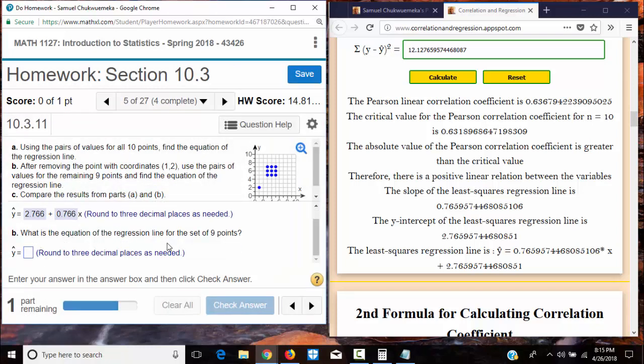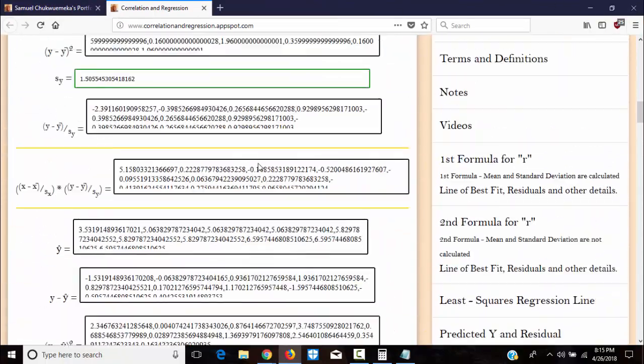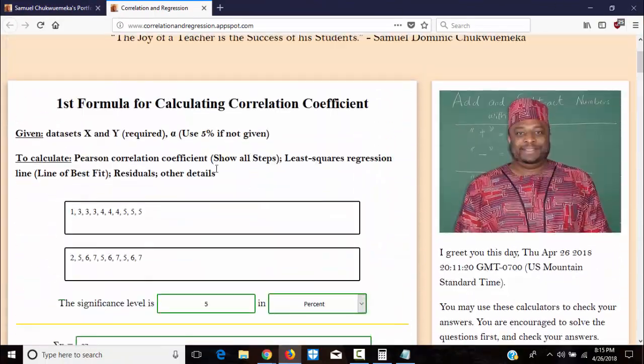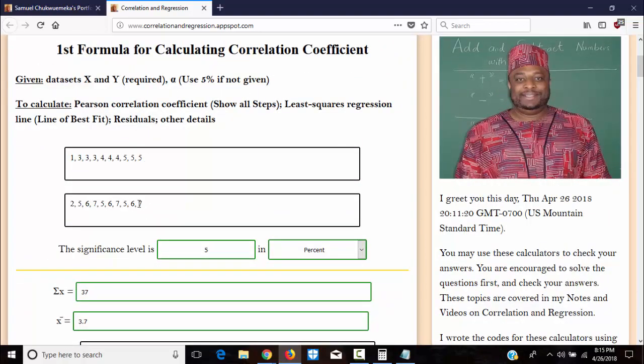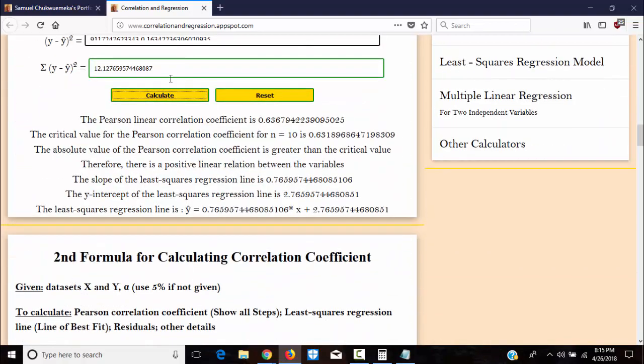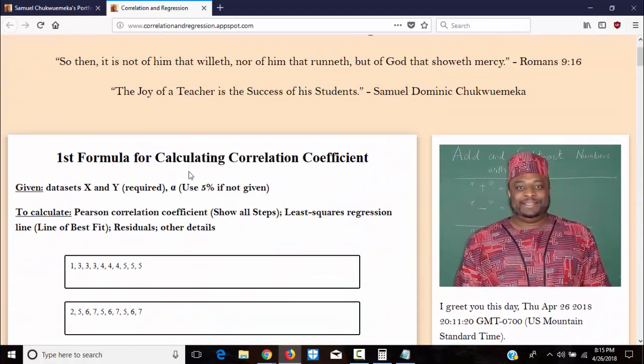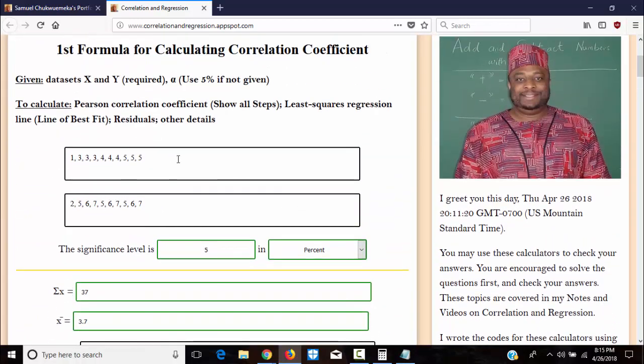Then what is the equation of the regression line for the set of 9 points? So if you want, you can just remove this last point and click calculate again. It will give you the updated result. But I don't want that, and I don't advise you to do that.